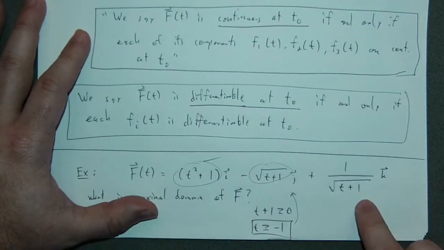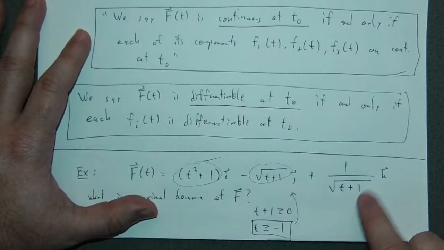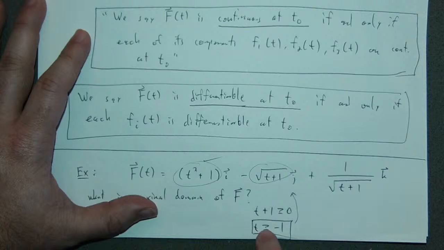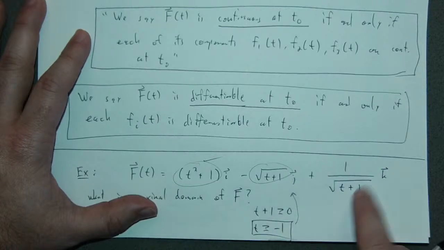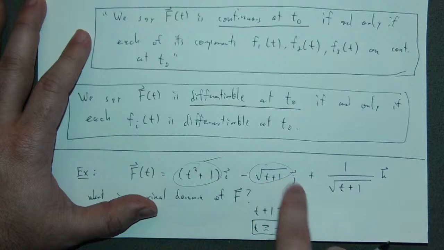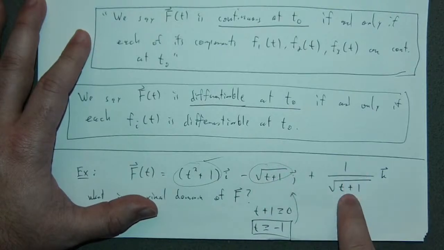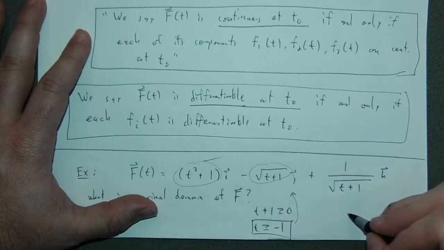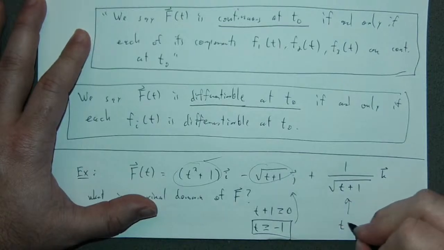But I have to look at the last component, right? And looking at the last component, t being equal to minus 1 is no good here, because when t is equal to minus 1, this is square root of 0. That's fine in this slot, but it's not fine in this slot where that's in a denominator. So from this, I get that t must be greater than minus 1.